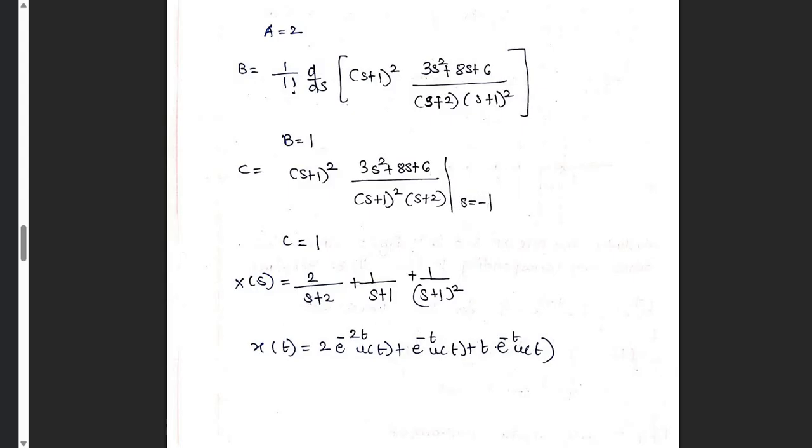And therefore we are getting the terms 2 upon s plus 2, 1 upon s plus 1, 1 upon s plus 1 square. Now for s plus 2, it is 1 upon s plus a where a is 2. So e raised to minus at, e raised to minus 2t, u(t), and this constant is the coefficient for the multiplication. Then 1 upon s plus 1 gives e raised to minus t into u(t), and the third term is 1 upon (s plus 1) square, and therefore it comes out to be t into e raised to minus t u(t) according to the standard Laplace transform pair. So this way it is to be solved.